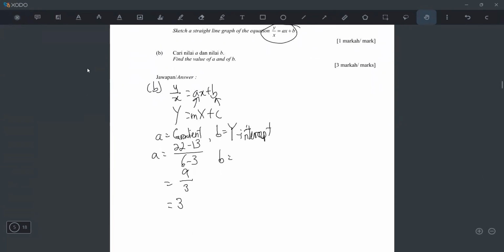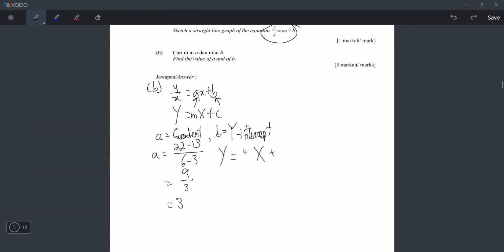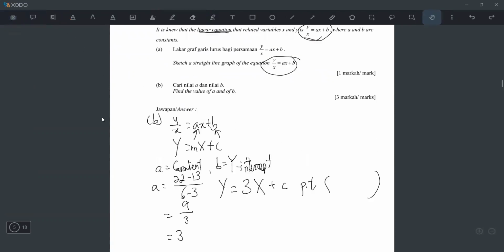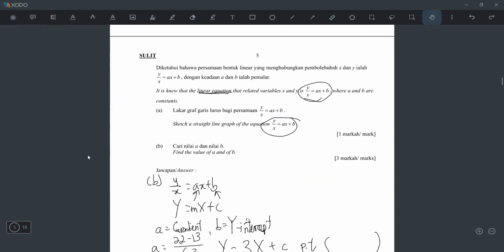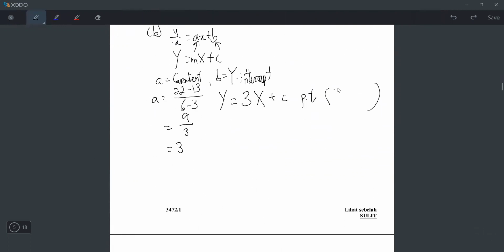Since I know my gradient is 3 already, I will substitute that into the equation. So it will be big Y equals big M, big X plus C, right? But the M I already know is 3. And the C is what I want, the y-intercept. So I will just write C, but I know this straight line passes through 3, 13, and 6, 22. So I can substitute one of these points. So I'll substitute 3, 13, like this.